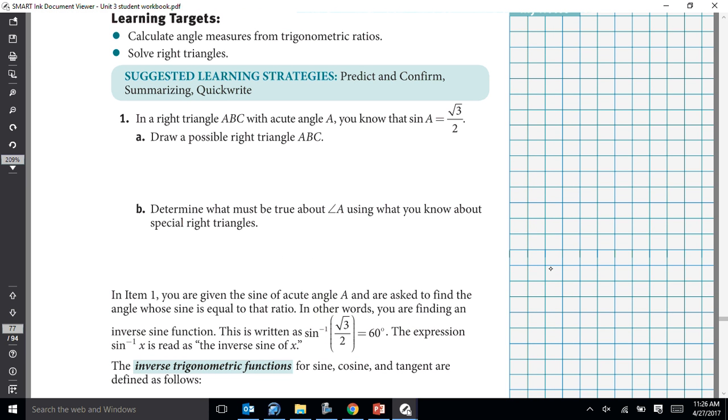All right, so in a right triangle ABC with acute angle A, you know that sine of A equals square root of 3 over 2. Draw a possible right triangle ABC. So I'm going to draw a triangle and label it ABC. Does C have to be the right angle based on the information that we have? No, because it could also be B. But is the right angle A? No, because it tells us acute angle A.